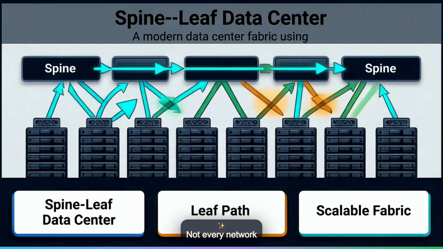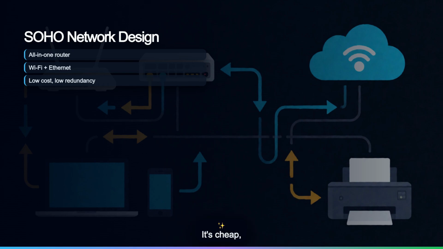Not every network needs a 3-tier design. Sometimes a single wireless router is enough. A SOHO network, small office, home office, has 1 to 10 users. A wireless router combines router, switch, firewall, and wireless access point into one box. Maybe a modem too, depending on your ISP. It's cheap, simple, and usually works.